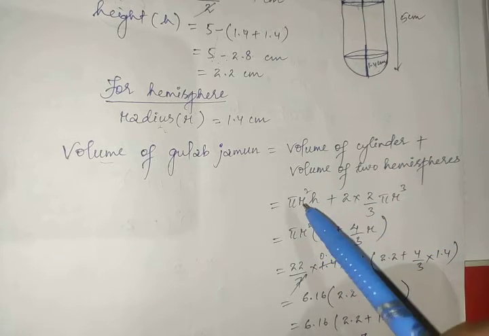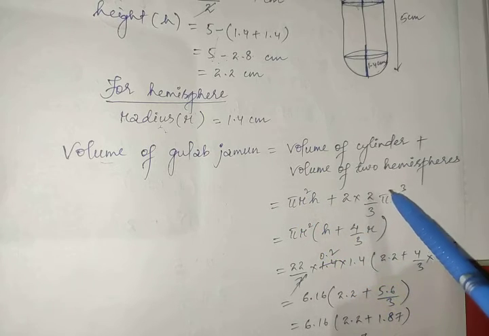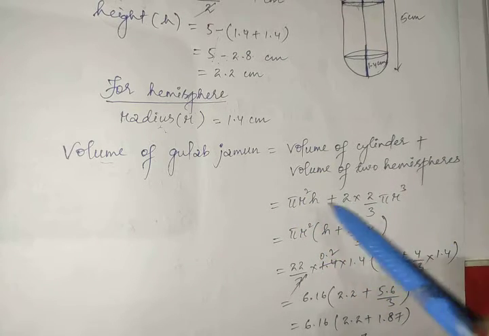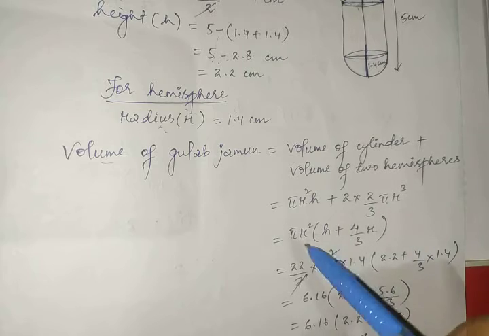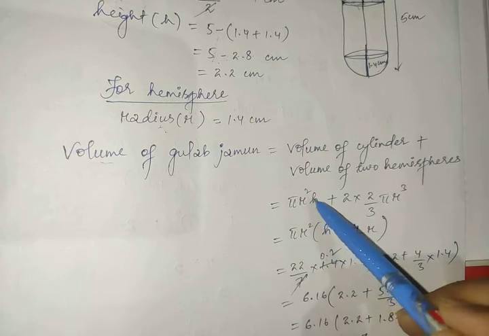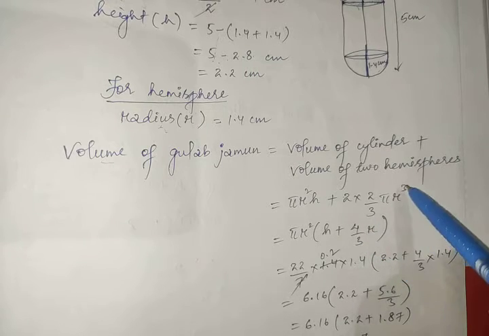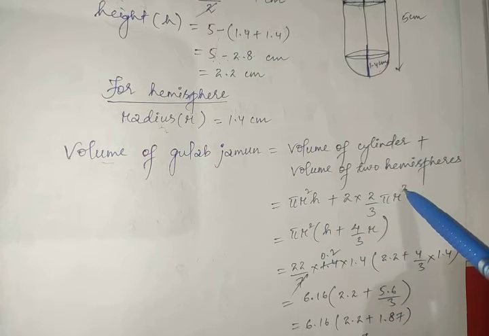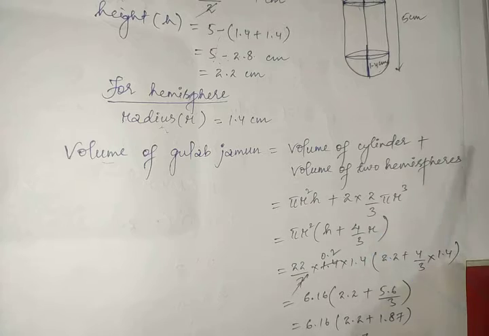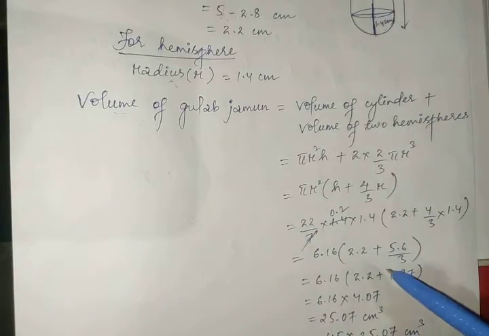Here what is common? You see, we can take pi r square common. Here also pi r cube is there, so we can take pi r square common, the smallest one. So pi r square. Then what is remaining here? h plus 2 twos are 4, 4 by 3 r. Because we have taken r square common, here one more r is there, so it will be 4 by 3 r.